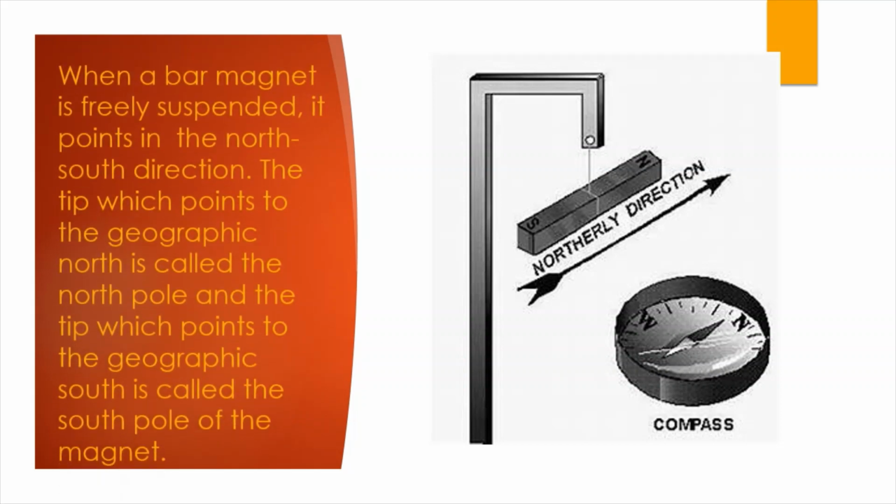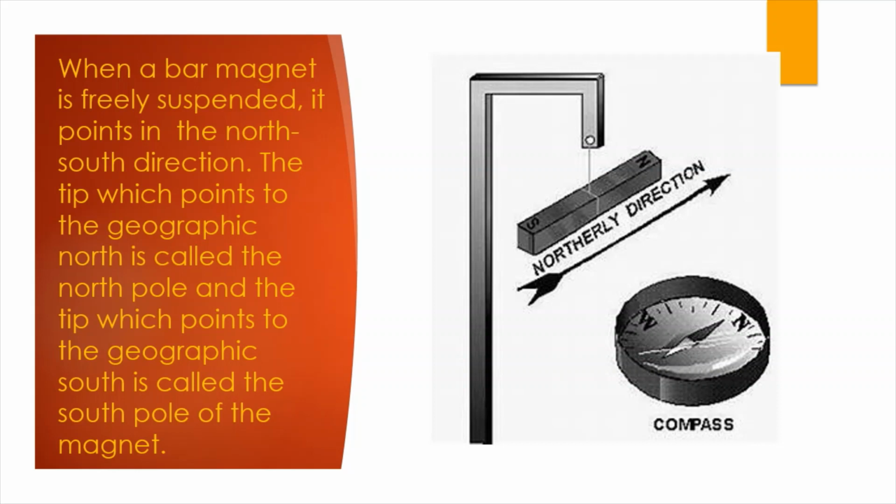So when a bar magnet is freely suspended, it points in the north-south direction. The tip which points to the geographical north is called the north pole of the magnet, and the tip which points to the geographical south is called the south pole of the magnet. So I think that confusion will get over, right? Here you can say that the north pole of the magnet is actually the south pole of the magnet.